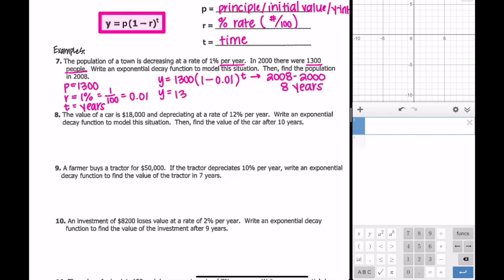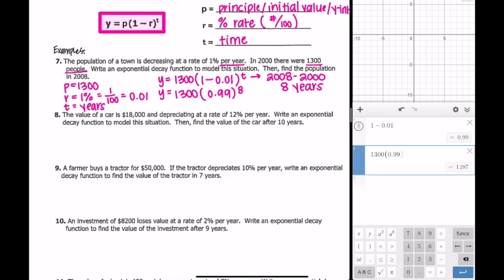So y equals 1,300. Now we're going to simplify this base. 1 minus 0.01 is 0.99. So it's important to remember that your base should be between 0 and 1. It should be less than 1 because it's decay. And now we just evaluate. 1,300 times 0.99 raised to the power 8.